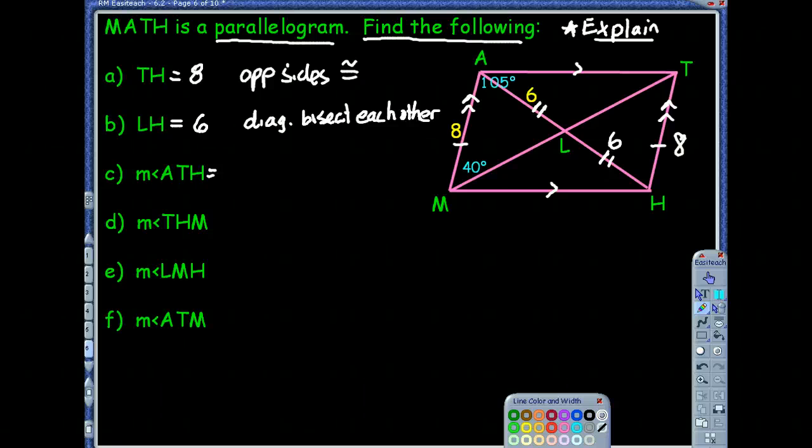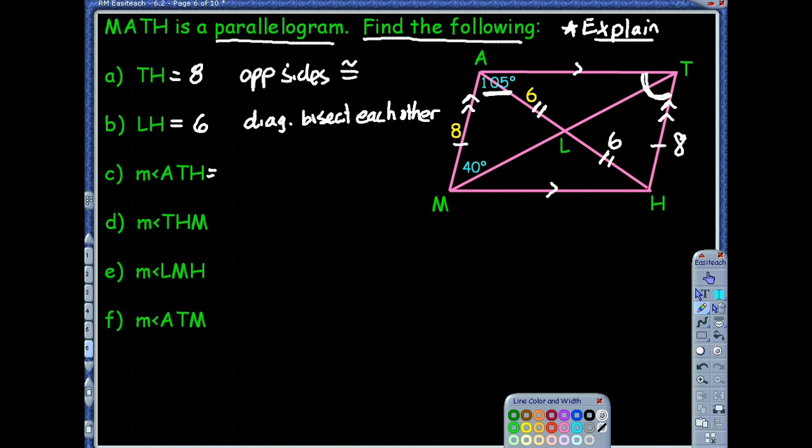So let's look at this first one. Angle ATH's measure. So that's this measure right here. Right, so because T is the vertex. All right, so ATH. I'm looking over at angle MAT because they gave us that as 105.